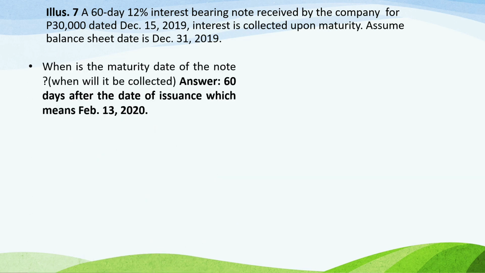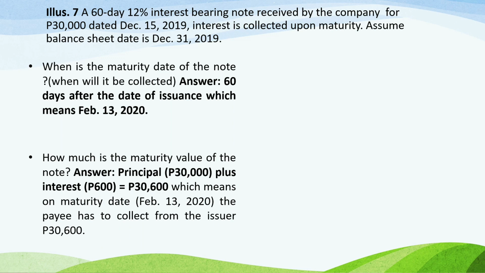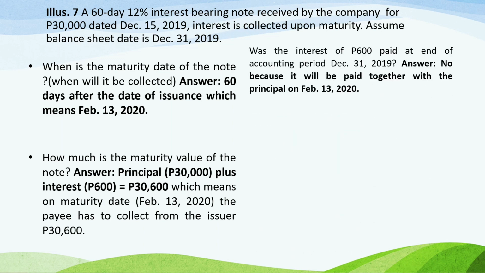Counting 60 days from December 15, our due date is February 13, 2020. How much is the maturity value of the note? Principal plus interest. Interest is computed as 30,000 times 0.12 times 60 divided by 360. So that is 600. So our maturity value is 30,600.